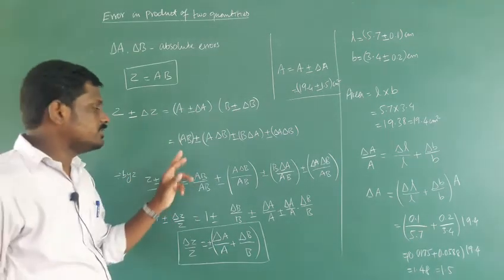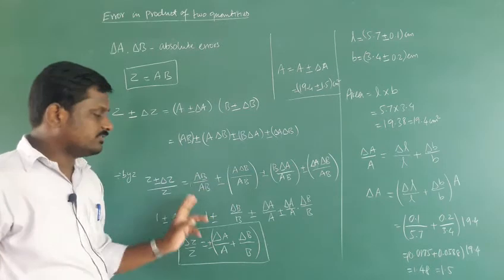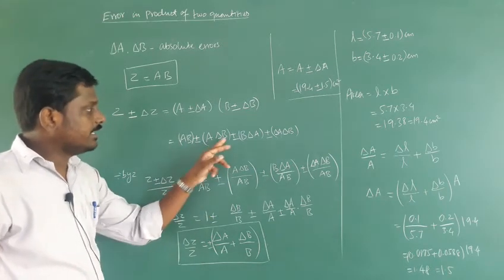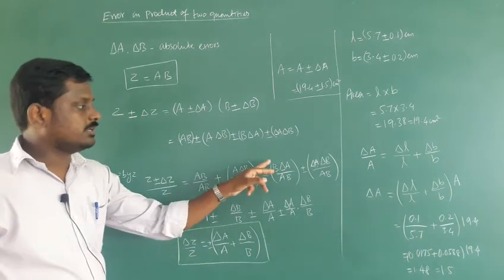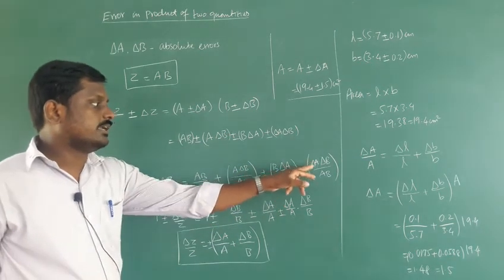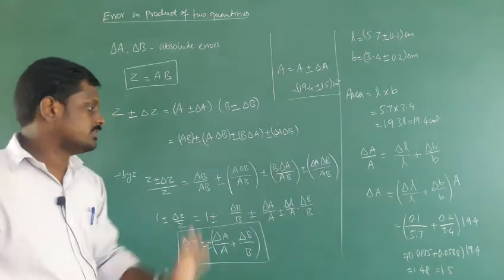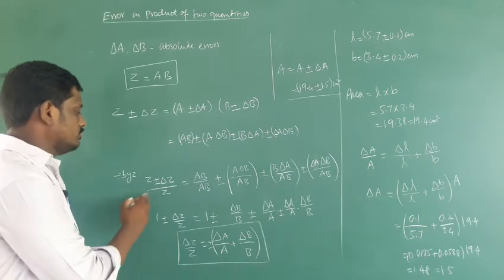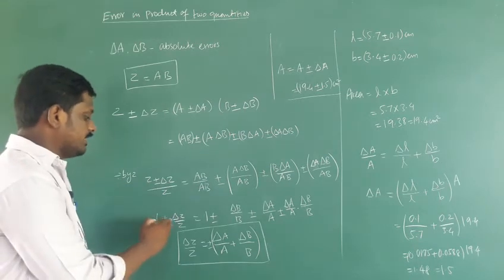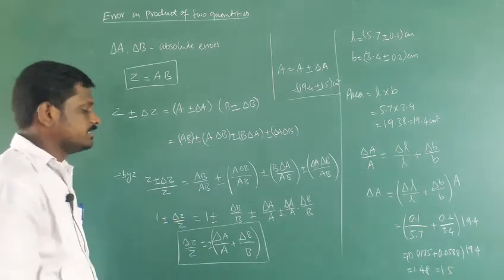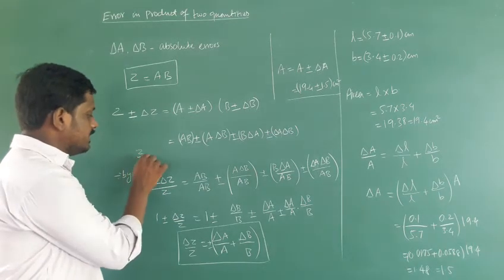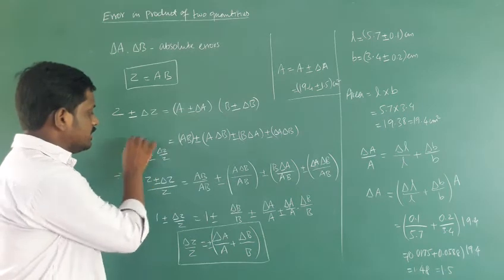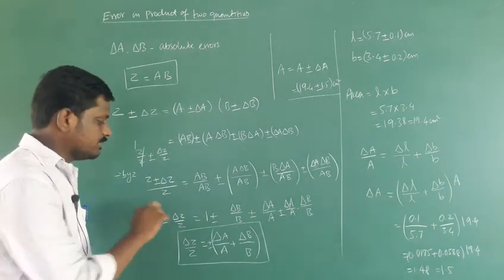Then on this side we use Z is equal to AB, so in terms of AB: AB by AB, then A delta B by AB, similarly B delta A by AB, delta A delta B by AB. Then here, taking Z common, you will write it as Z by Z plus or minus delta Z by Z. Z by Z is 1, so 1 plus or minus delta Z by Z.